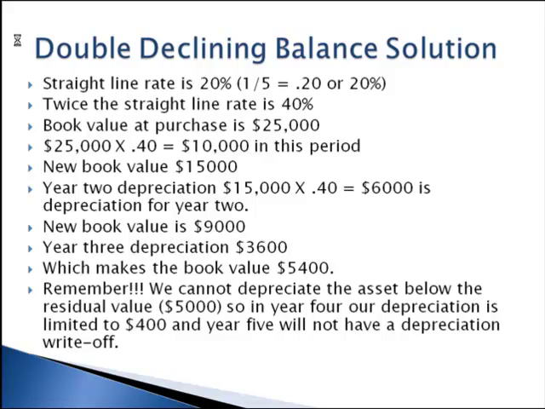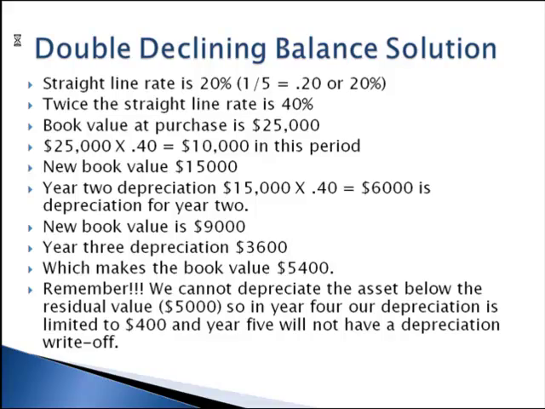Into year 4, our book value is now $5,400. Remember, we can never depreciate our asset below its residual value, which was stated as $5,000. So in year 4, our depreciation is limited to $400, which will take us from a book value of $5,400 to a book value of $5,000, and that's where we equal our residual value. And we have already now used all the depreciation expense that we get on this asset.